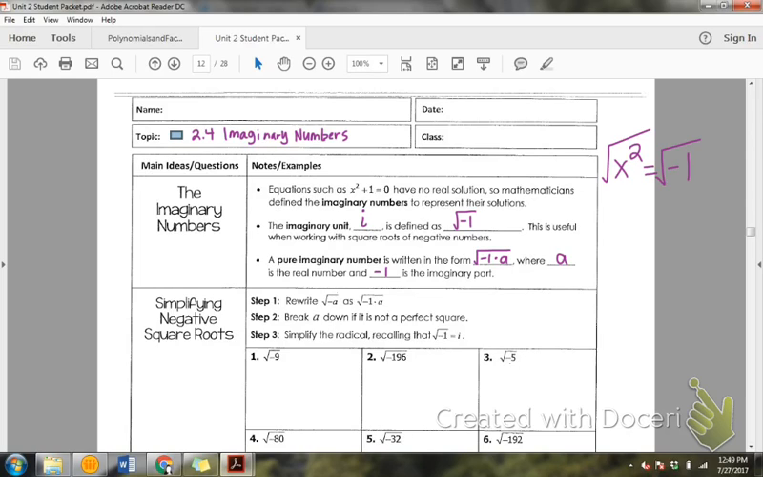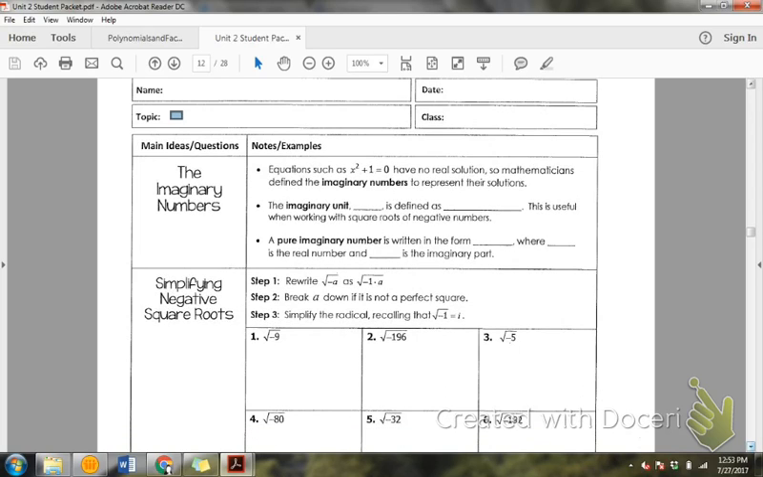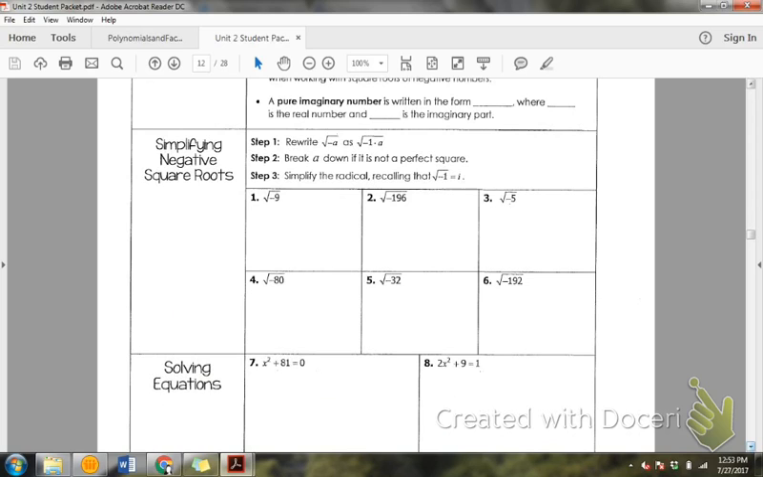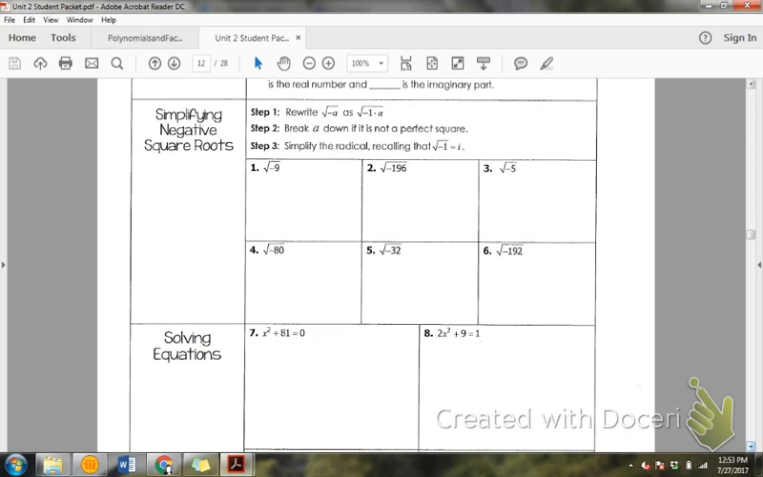Okay, so the first thing that we're going to do is we're going to rewrite these statements, okay? So the square root of negative 9 really means the square root of negative 1 times 9. So let's go ahead and rewrite that as the square root of negative 1 times 9. We're on page 12, ladies. So the square root of negative 1 times 9, go ahead and write that.